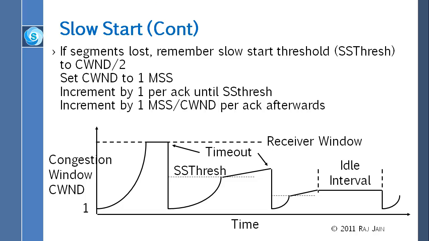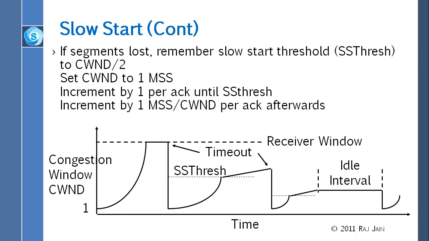Okay? Alright, so when you start, you remember the SS thresh equal to CWND by 2. So this was your CWND, congestion window, and you drop down, so you set the SS thresh to half, and then you set the CWND to 1, and then you increment by 1 until the SS thresh, and you increment by 1 upon CWND afterwards. 1 upon CWND means basically 1 round trip, you go up by 1. So these 4 lines should be clear to everybody. These are what is written here. If something is not clear, please ask right now.